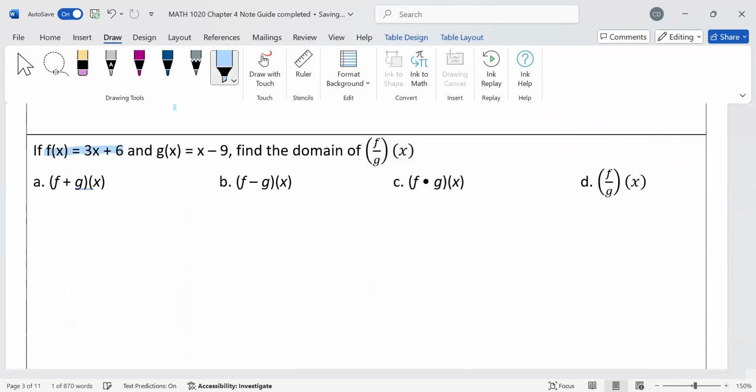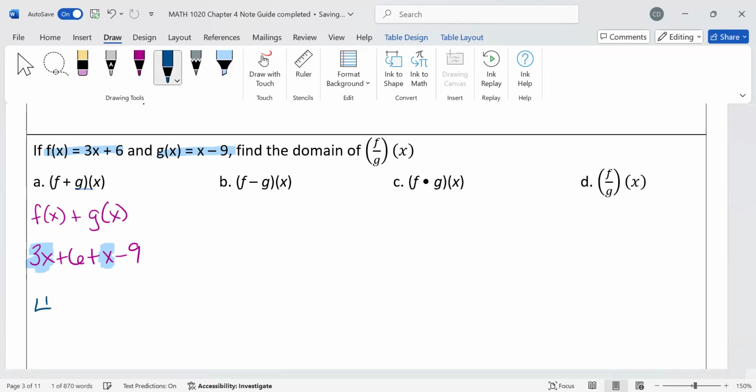Right, we have f of x and g of x. So we're going to add those two together. And then from there, we're going to combine like terms. So 3x and x are the same. They both have single x's on them. 3x plus 1x gives me 4x. Then 6 and negative 9 are the same because they're just numbers. So 6 minus 9 gives me a negative or minus 3.